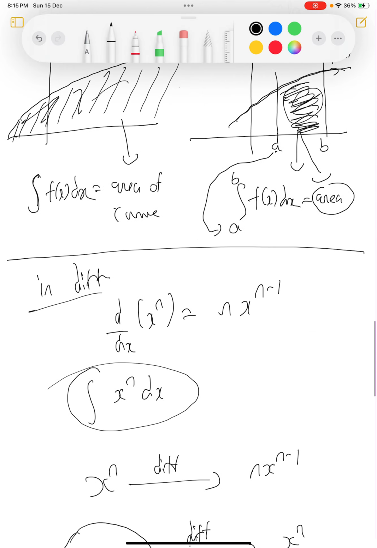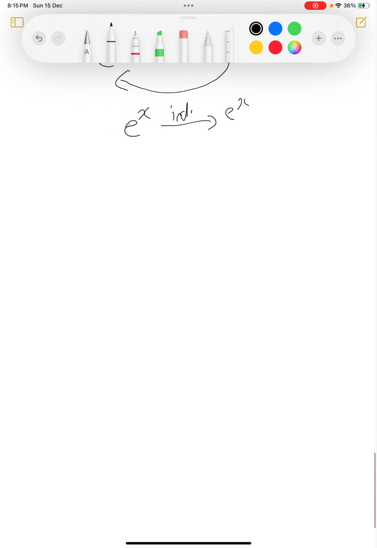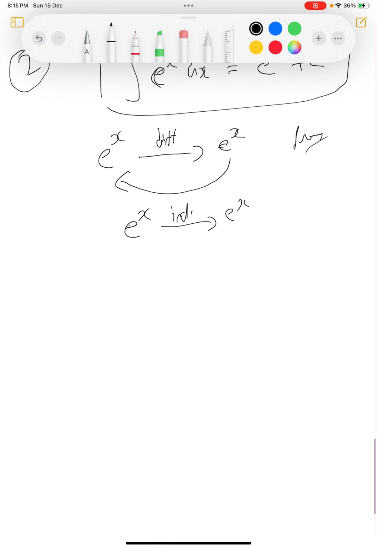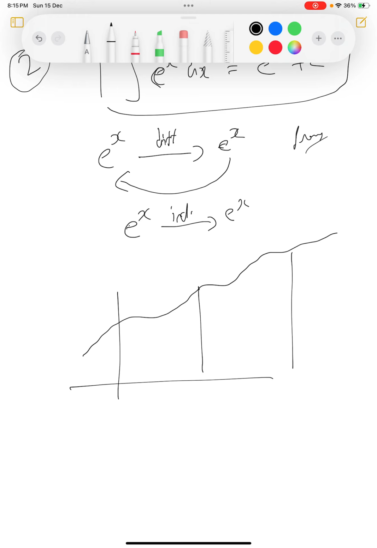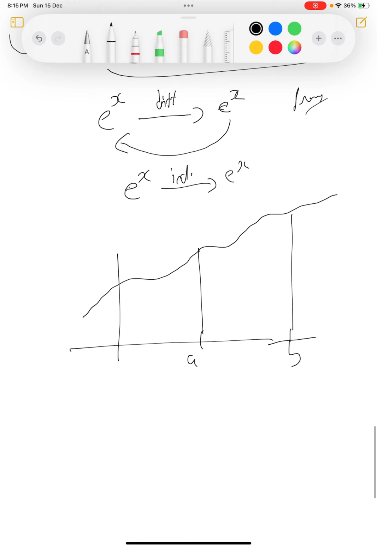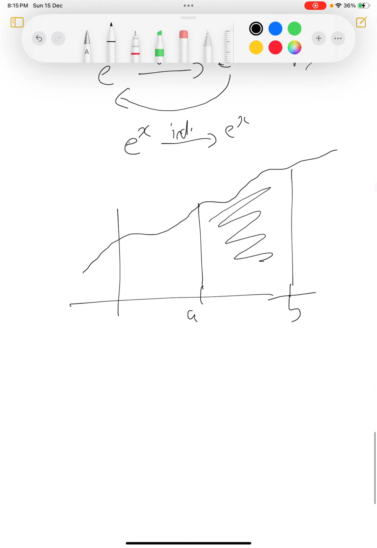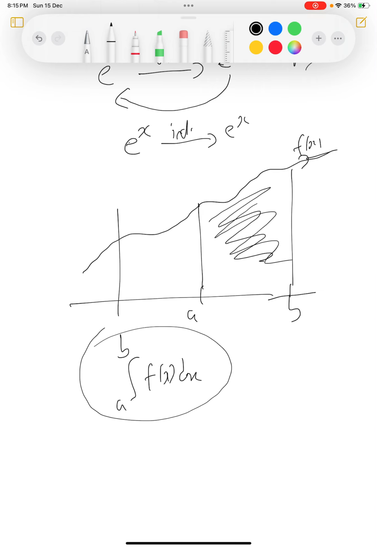Now let me tell you the applications. Like if I am given a curve like this, and I want to find the area between only this part, A and B, just this area. So what I will do is integrate a to b f of x dx. This is the function f of x. So to find the area in between, I will solve this part.